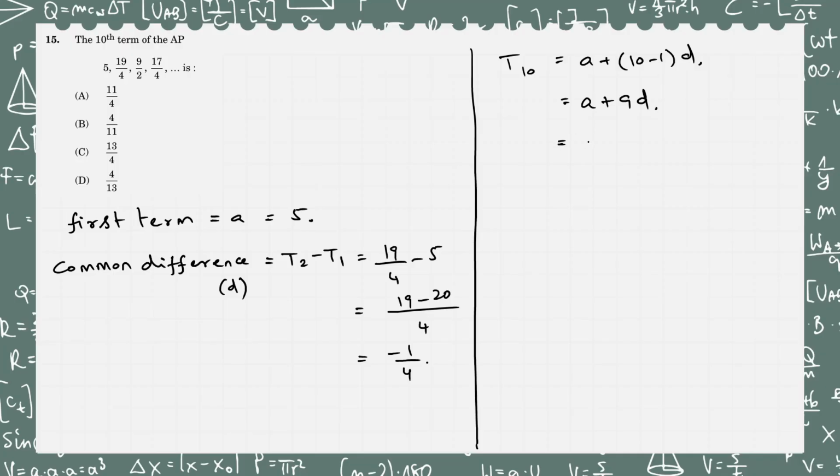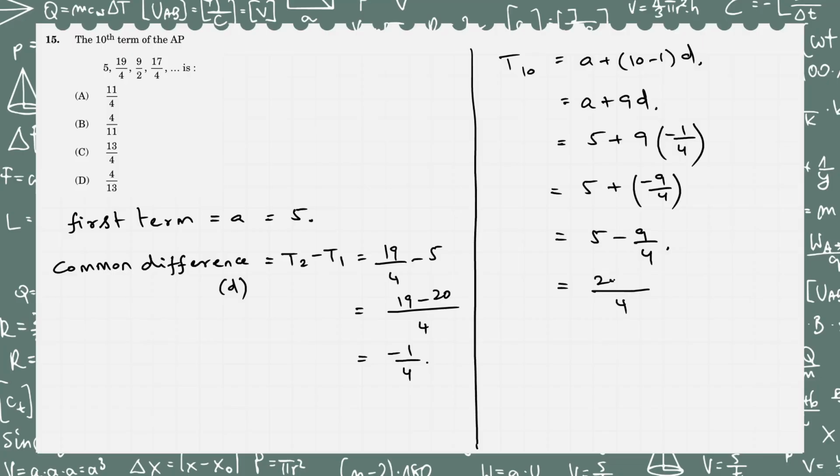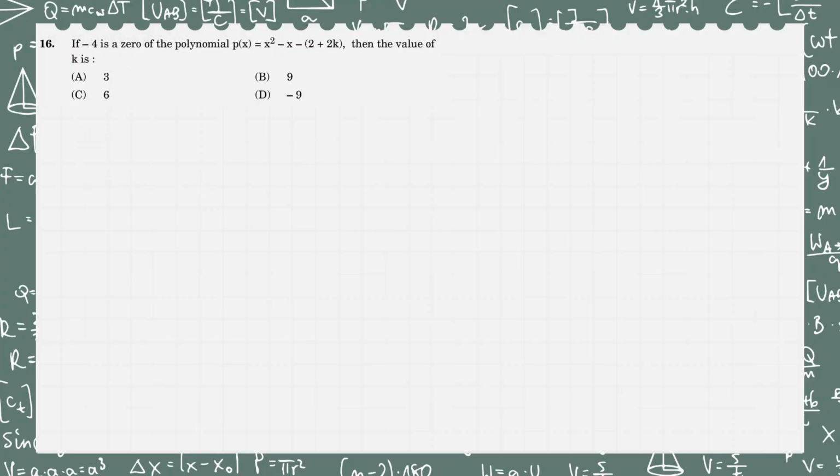So that will be 5 plus 9 into minus 1/4. This will be 5 plus minus 9/4, or we can write it like 5 minus 9/4. Again we have to take 4 as LCM. This will become (20 minus 9)/4, which is 11/4. And 11/4 is given in option A, and that's the correct answer. Let us move on to the next sum.